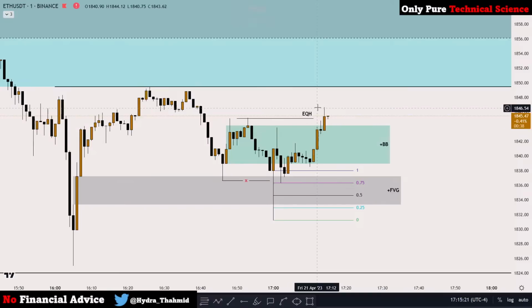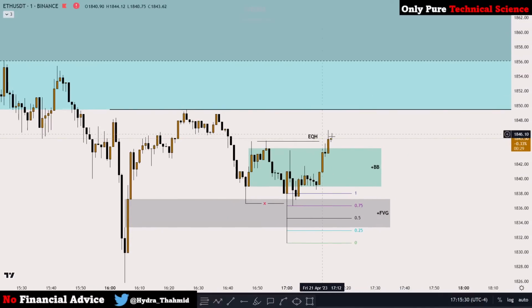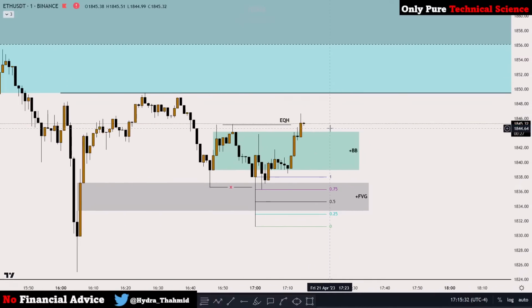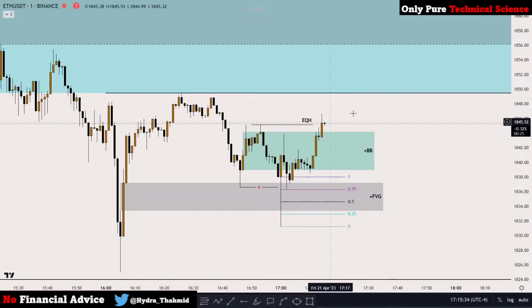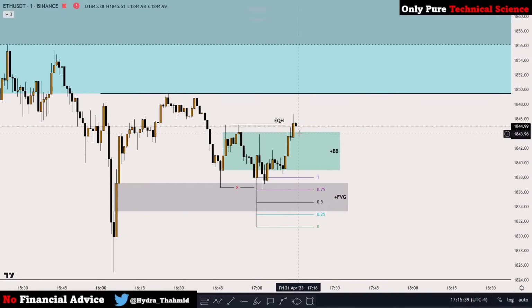So price went up and closed the candle's body above the breaker block. So what do we expect? We expect to see price become aggressive towards the buy side at the second candle. The second candle opened here, right? What I want you to watch is how the second candle delivers price towards the buy side liquidity.